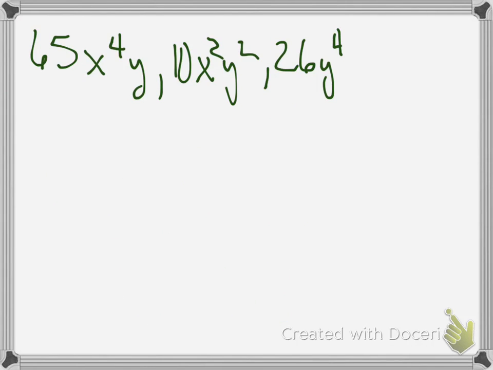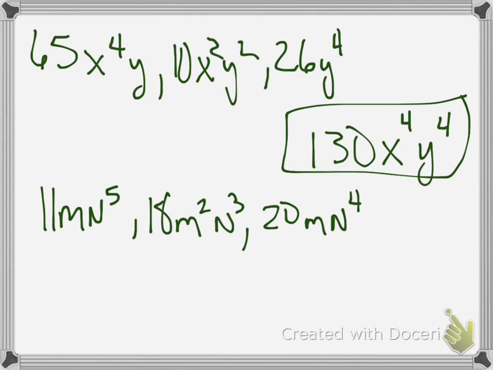Okay, so you can see here, 65 x to the fourth y, 10x squared y squared, 26 y to the fourth. Again, if you do the menu 2 for LCM of 65 and 10, that should give you 130, and then do 130 and 26, and you would get that 130 is the least common multiple for all three numbers. From that, we then look at the variables. X has the highest exponent of 4, so that's the one I'm going to put. Y has the highest exponent of 4, and that's the one I'm going to put. So again, fairly simple. You can see how they work and kind of go from there.